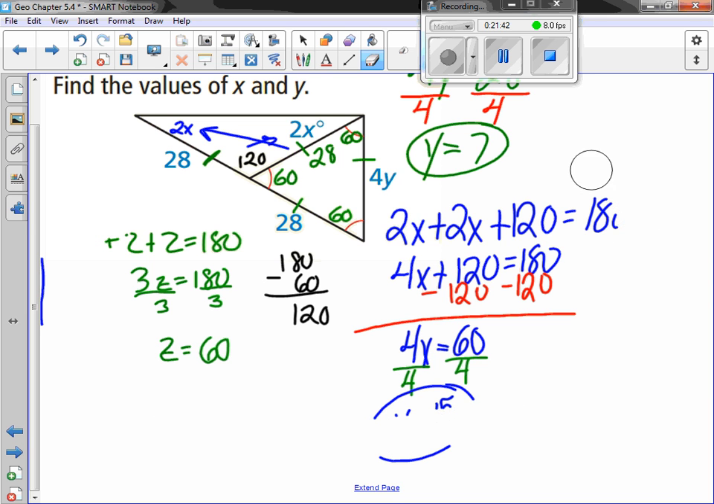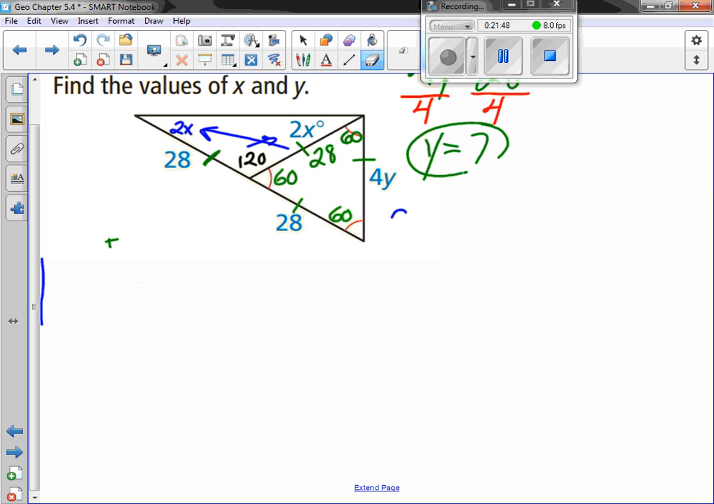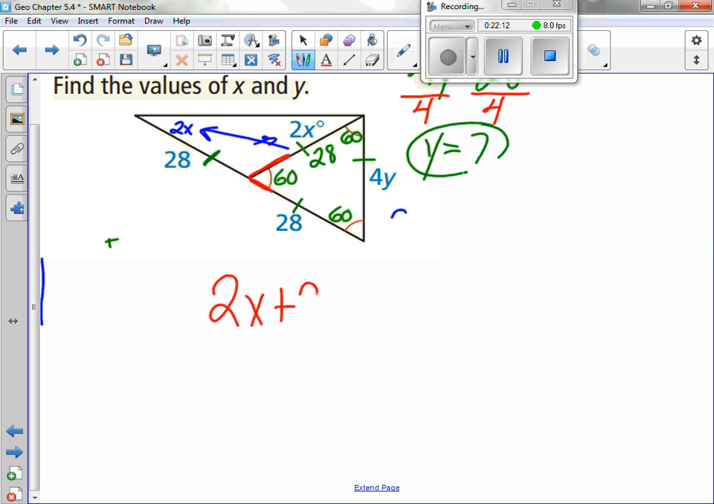Now, I'm going to erase all this here. Make a little bit more room. Say I didn't find 120. This angle here, is that an exterior angle to that other triangle? Yeah, it's on the outside, isn't it? What do we know about the exterior angle theorem? The exterior angle is equal to the sum of the opposite two interior angles. So I could have said what? 2x plus 2x is equal to, well, 2x plus 2x is, does this look kind of familiar?